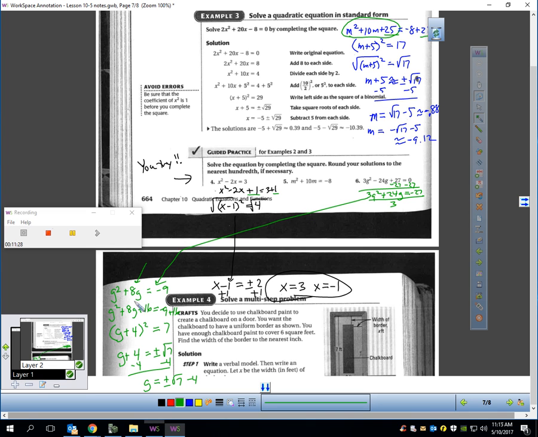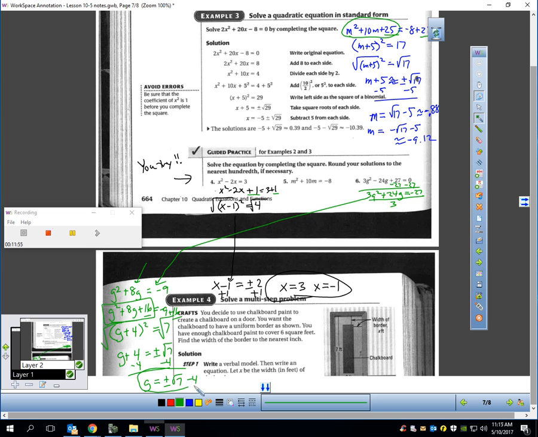So take 8 divided by 2, which is 4, and square 4. You got to add 16 to each side. That will complete the square. And then there's a perfect square trinomial. It's g plus 4 squared equals 7. Square root each side. G plus 4 would equal plus or minus square root 7. And then subtract 4, and you're going to get two answers.